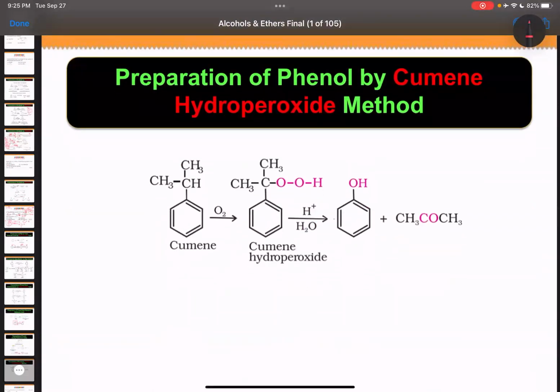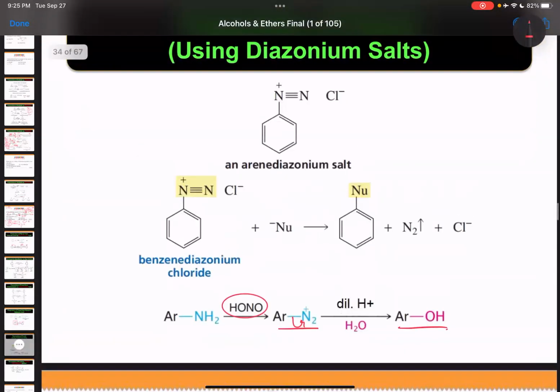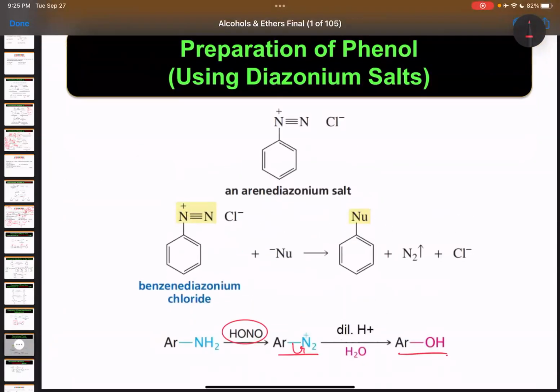Show the last slide for a second. Kulsum, is it clear? Any doubts? Let me know. You can stop me any number of times. What is HONO, sir? Nitrous acid, HNO2, which is prepared during the reaction only by taking sodium nitrite and HCl. And also mention the temperature, 0 to 5 degrees always.